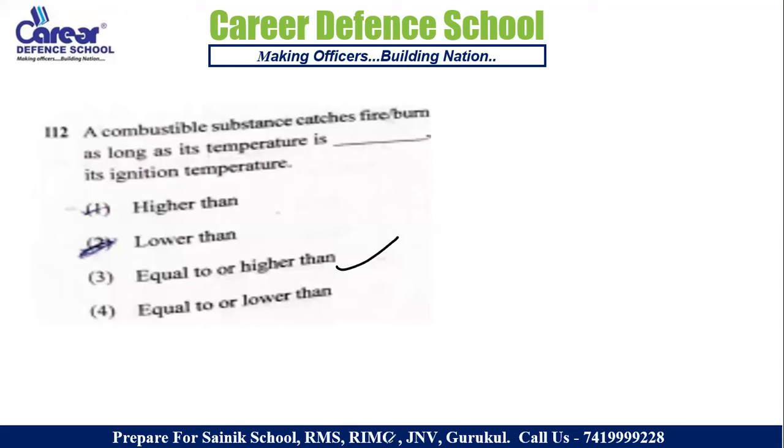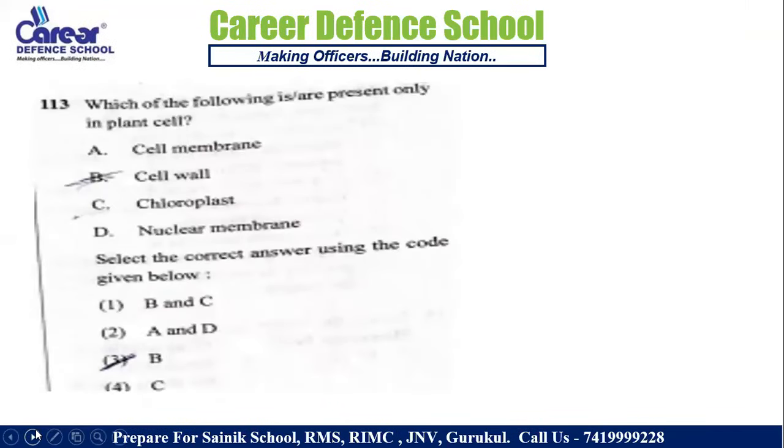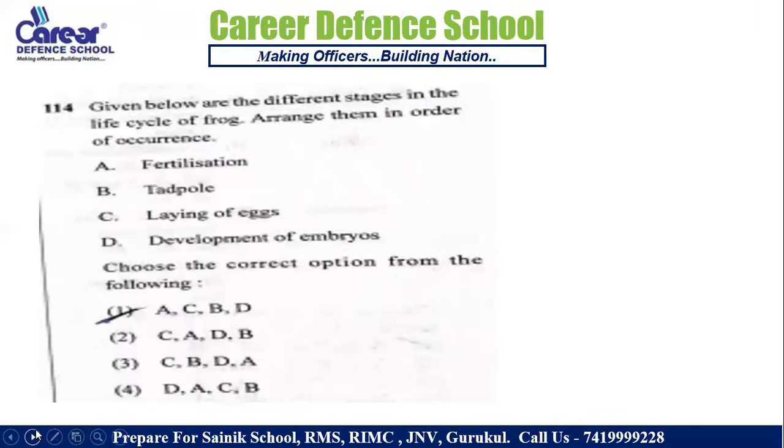Let's move on to the next question, number 114. Which of the following is and are only present in the plant cell? Cell membrane, cell wall, chloroplast, nuclear membrane. Select the correct answer for the following given code. The correct answer for this question is option number 1.